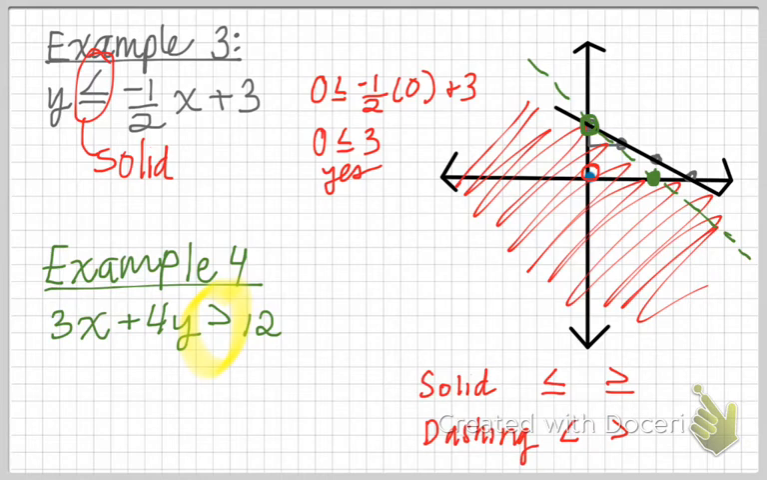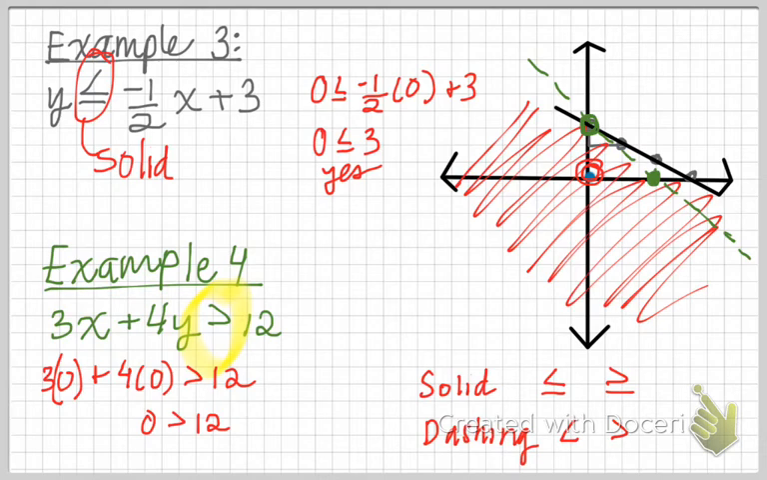Now we have to decide shading for this second inequality. So again, to do that, we can plug in the origin point (0, 0). If I do that here, I get 3 times 0 plus 4 times 0 is greater than 12. So that means 0 is greater than 12. Well, is that true? No, it's not true. So what that tells me is I need to shade on the other side of my line. So let me change my color real fast. Alright, so what that means is I need to shade on the opposite side from 0, so that's up here.